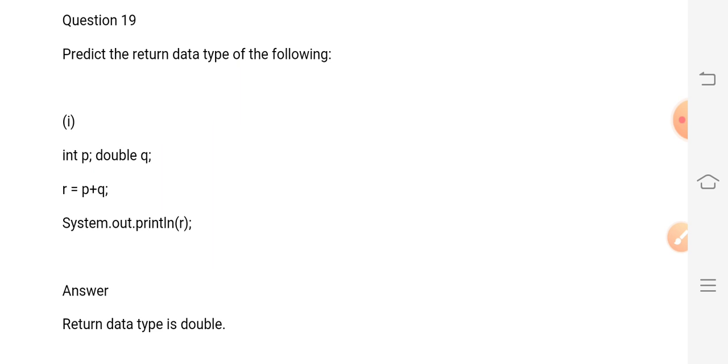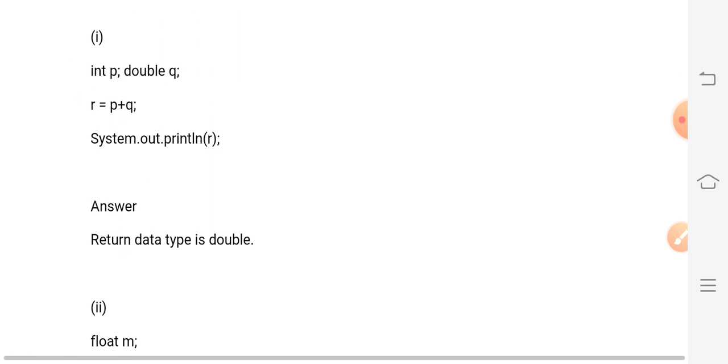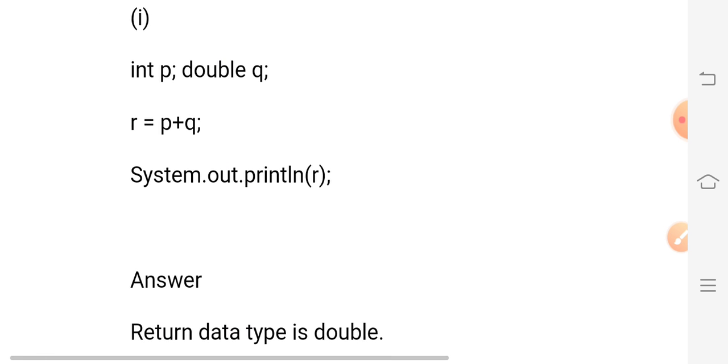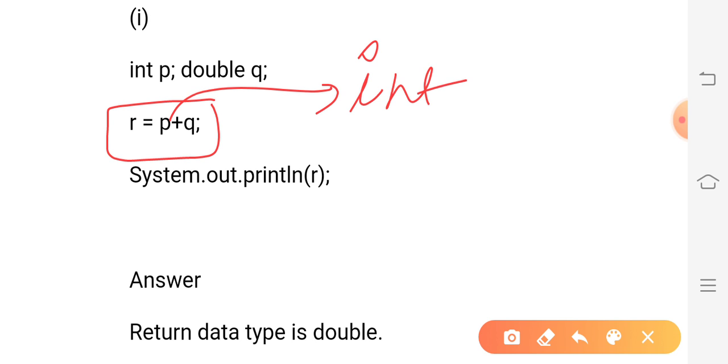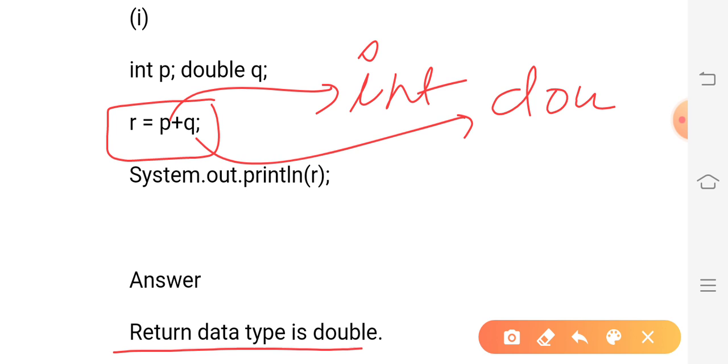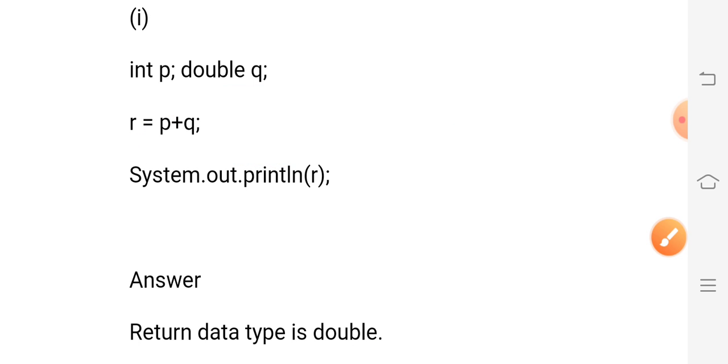Question number 19. Predict the return type of the following. Now look here. For the first part, R is equal to P plus Q. Now P is of which type? Integer. And Q is of which type? Double. So integer plus double, answer will be in double. So return data type is double. Okay, you have to tell the return type of R, what its data type will be. So data type of R will be double.